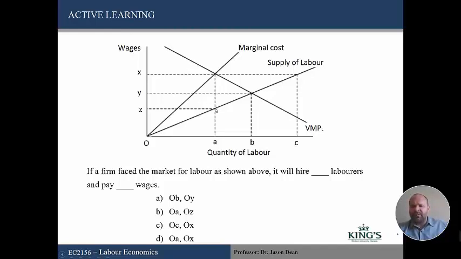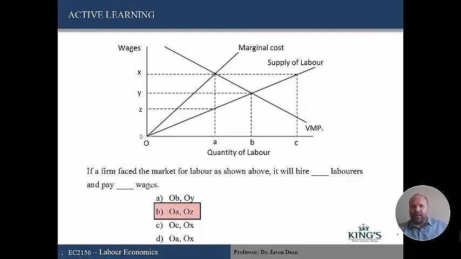We look down. A is the quantity of labor that would be hired. So OA is the laborers. So it's either going to be B or D. What's going to be the wage? Is the wage going to be here? No. The wage is going to be here. We need to look at the supply curve to know what the wage has to be at least to get that amount of workers. It has to at least be Z. Okay, so the answer here is B.